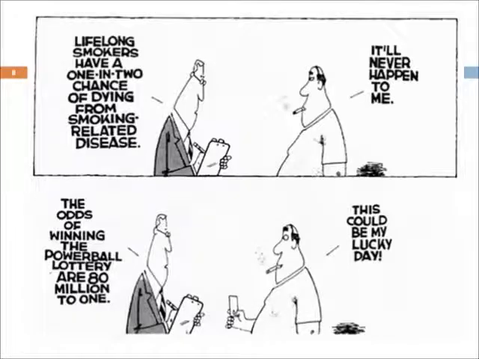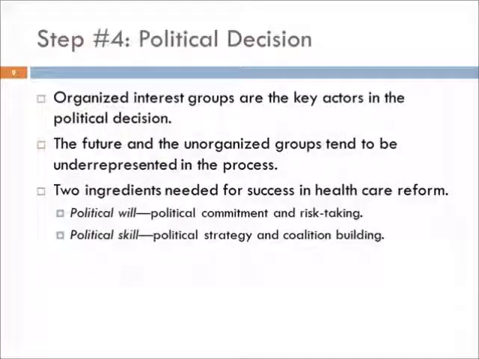Take a look at this slide. This is an example of a situation that could be technically sound but not politically feasible. In the health reform process, politics matters throughout the policy cycle. Organized interest groups are key actors in the political decision. The future and the unorganized groups tend to be underrepresented in the process.